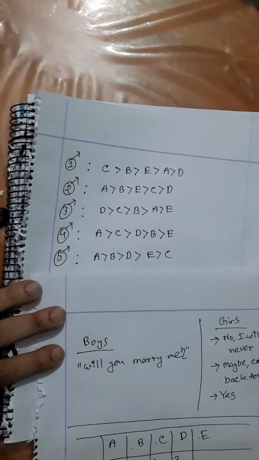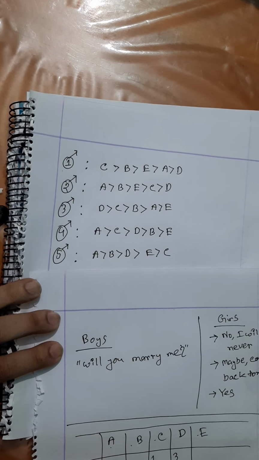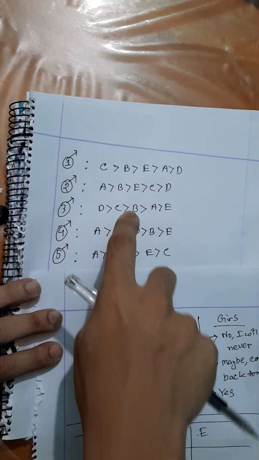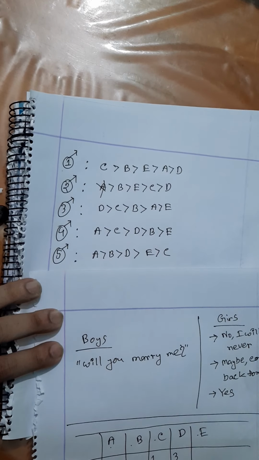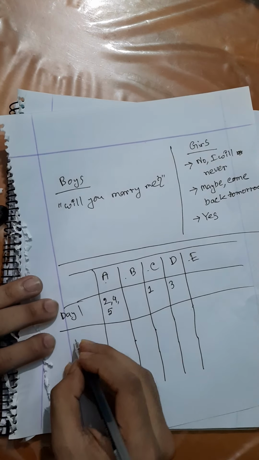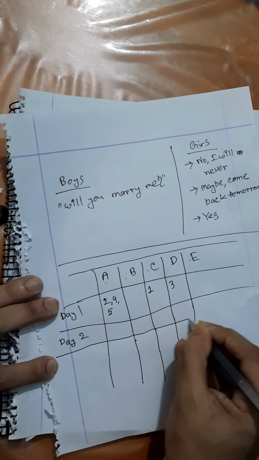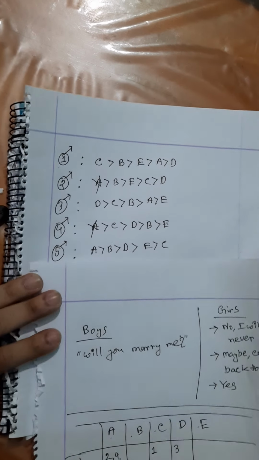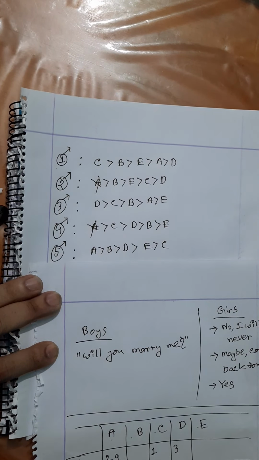Okay, so now that boy 2 and 4 have been rejected by girl A, what they will do is cross off A from their list. So 2 will cross off A, and also 4 will cross off A from their list. Okay, so day 1 has passed here. Now comes day 2. Again in day 2 all the boys will go to their most preferred girl who has not crossed him off yet.